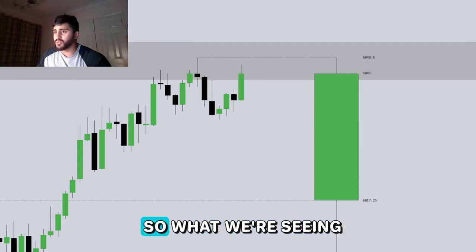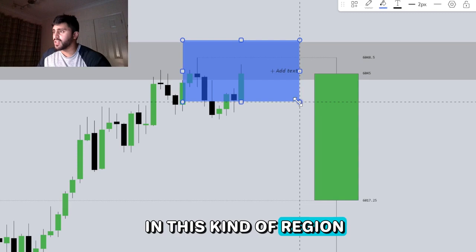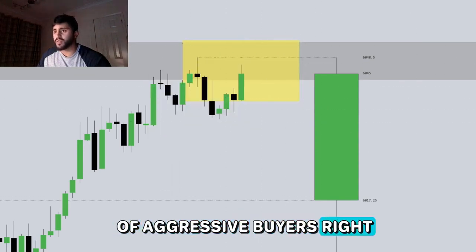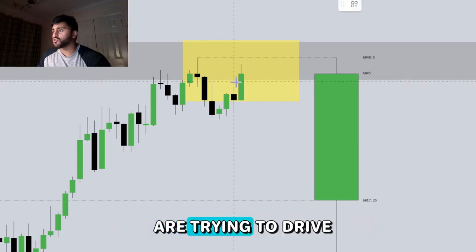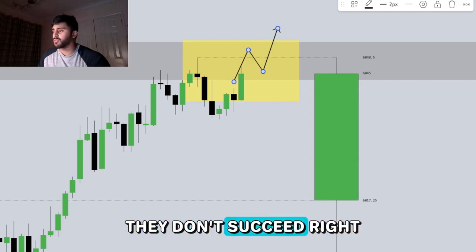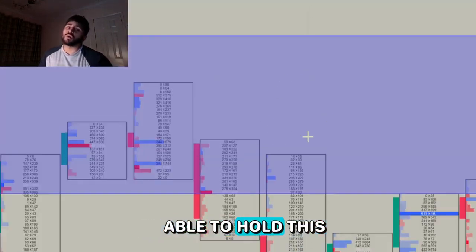It's the exact same candle. So what we're seeing in this region is a lot of aggressive buyers, and these aggressive buyers are trying to drive price higher. Do they succeed? Well, they don't succeed, because the market is able to hold this level.